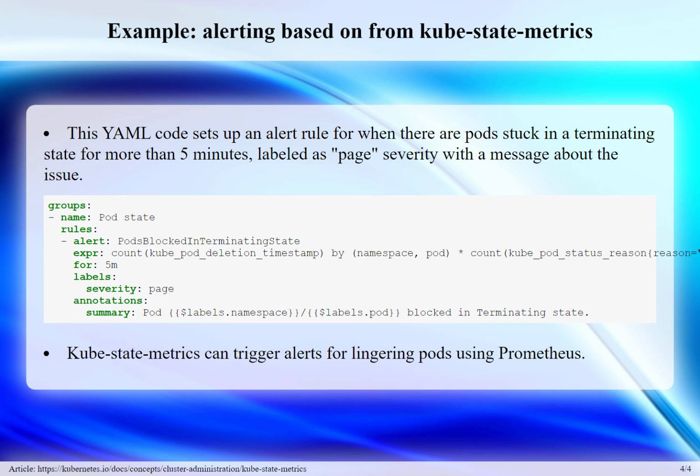Metrics from Kube State Metrics help monitor cluster problems through alerts. Prometheus can trigger an alert if pods remain in a terminating state over 5 minutes.